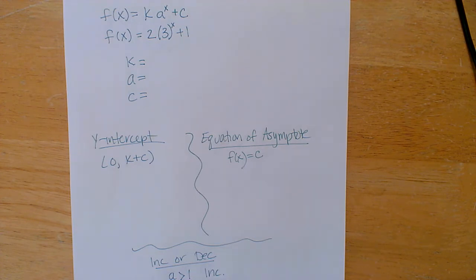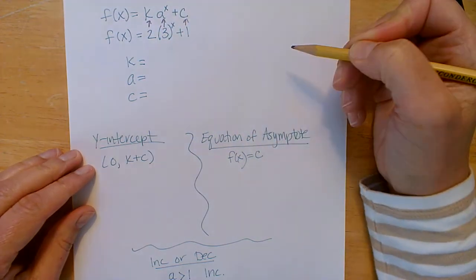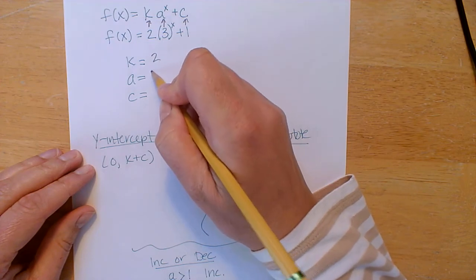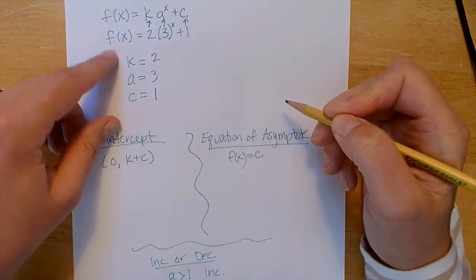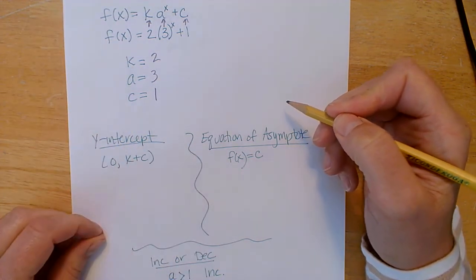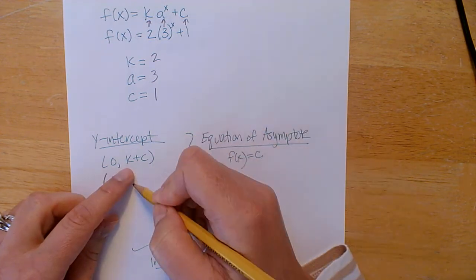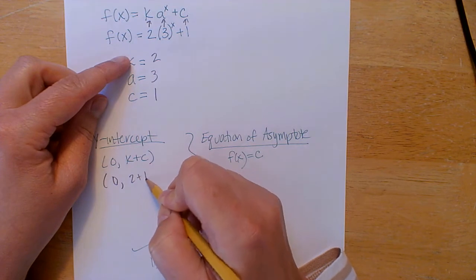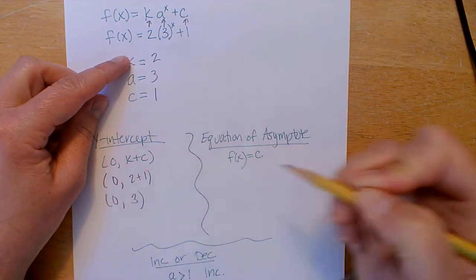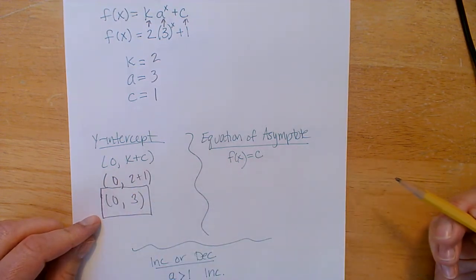Okay, the next one, f of x equals 2 times 3 to the x plus 1. This is really nice because we can clearly see we have the k, we have the a, we have the c ready to go. So k is 2, a is 3, and c is 1. I love to write down all of my information that I have separately because it makes doing these parts easier. Let's find our y-intercept. Okay, well our x is going to be 0. I'm going to add k and c together, so that's 2 plus 1. Please do not forget to add them together. My answer is this, 0, 3. That's the point it crosses the y-axis.